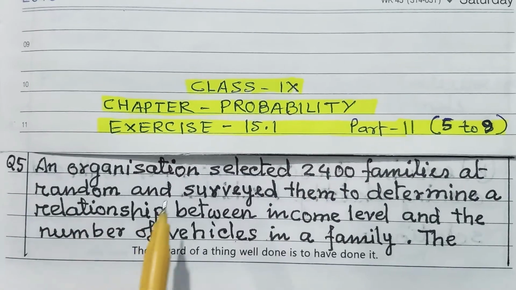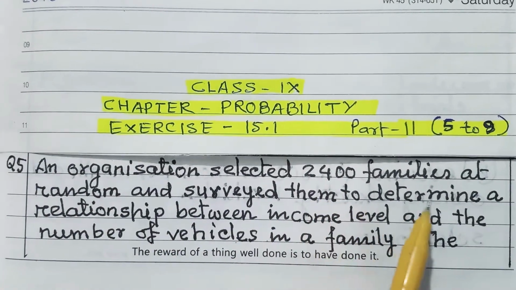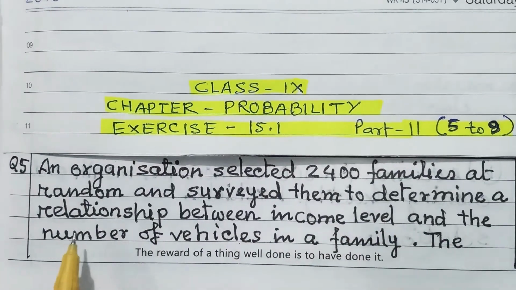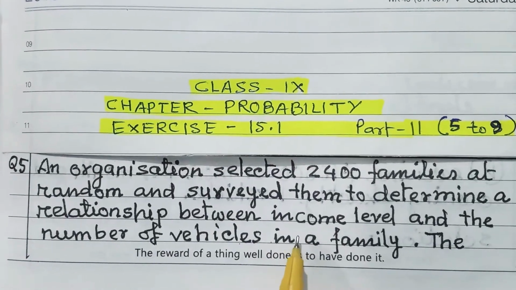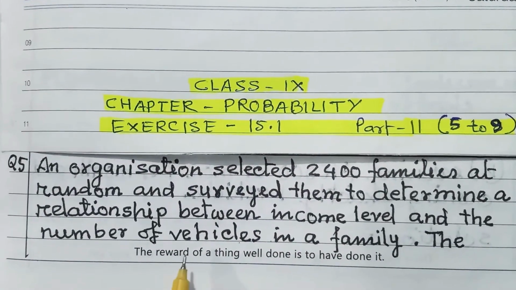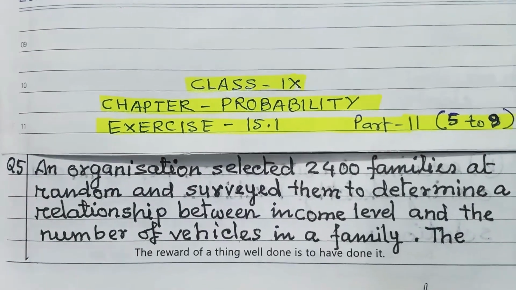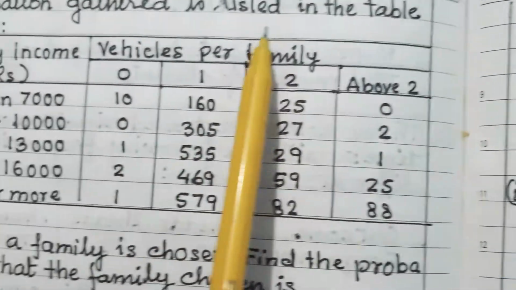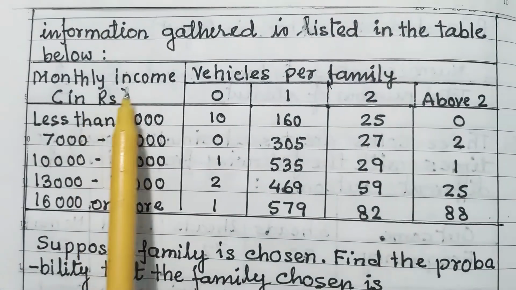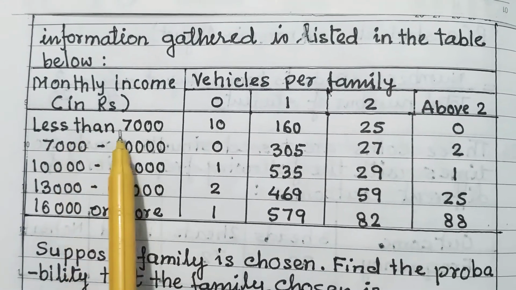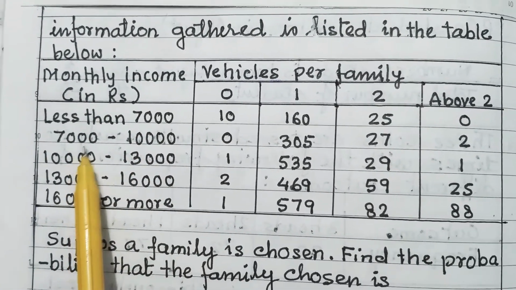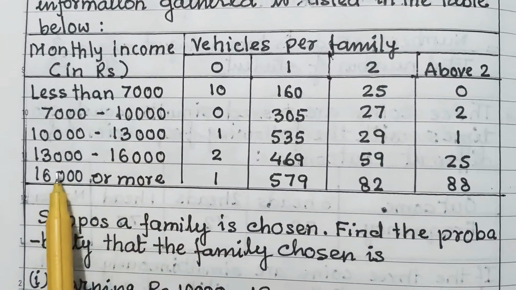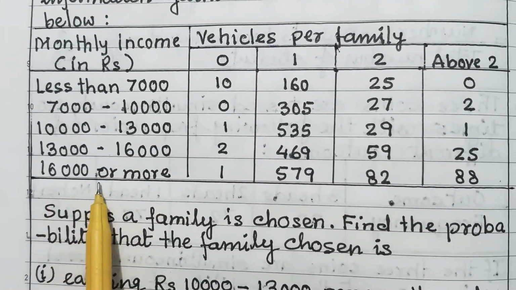Question number 5: An organization selected 2400 families at random and surveyed them to determine a relationship between income level and the number of vehicles in a family. The information gathered is listed in the table below. Monthly income in rupees: less than 7,000, 7,000 to 10,000, 10,000 to 13,000, 13,000 to 16,000 and 16,000 or more.